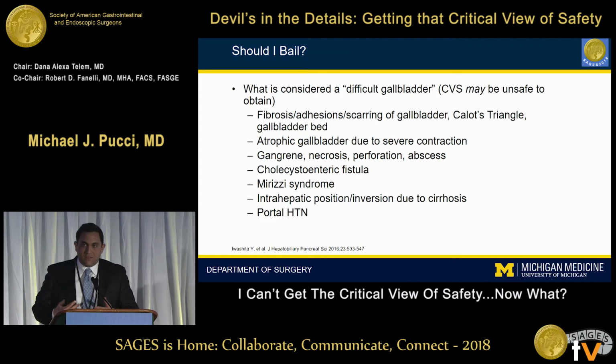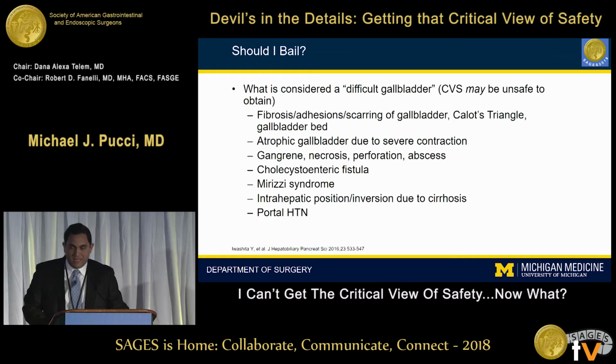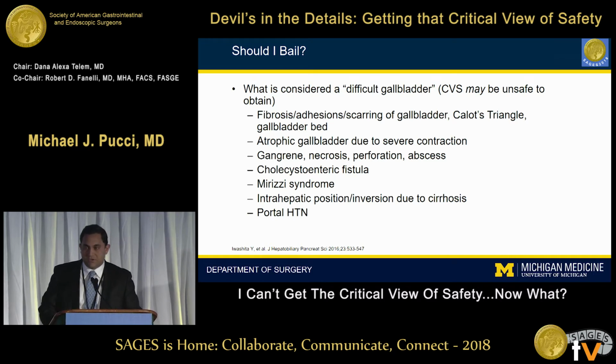So should I bail? What are the things that you might find intraoperatively that may make you pause or reconsider an alternate procedure, specifically because trying to force a critical view may actually be dangerous? Those things are listed here. Again, severe fibrosis and scarring, specifically at the hepatocystic triangle. A really contracted gallbladder can be very difficult to dissect. Gangrene, perforation, some advanced infectious etiologies, cholecystoduodenal or colonic fistulas, Mirizzi syndrome, cirrhosis, and portal hypertension. These are all things that can really make the gallbladder quite difficult.